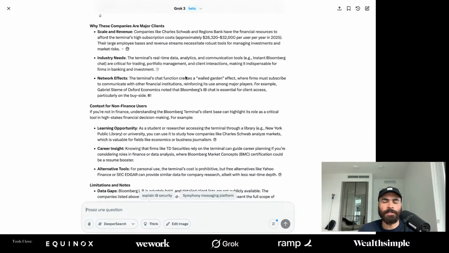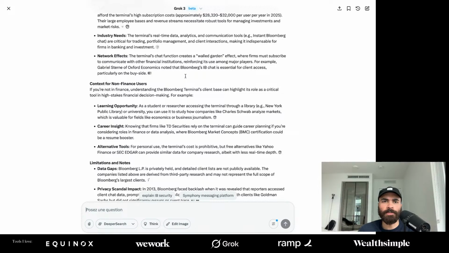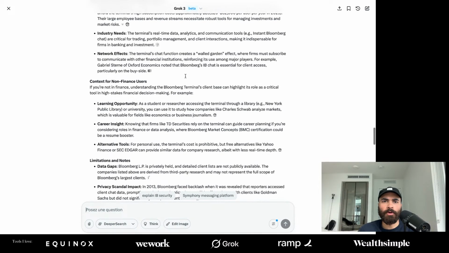Scale and revenue. Companies like Charles Schwab and Regions Bank have the financial resources to afford the terminal's high subscription costs. Their large employee bases and revenue streams necessitate robust tools for managing investments and market risk. The terminal's real-time data analytics and communication tools, instant Bloomberg chat, are critical for trading, portfolio management, client interactions, making it indispensable for firms in banking and investment.